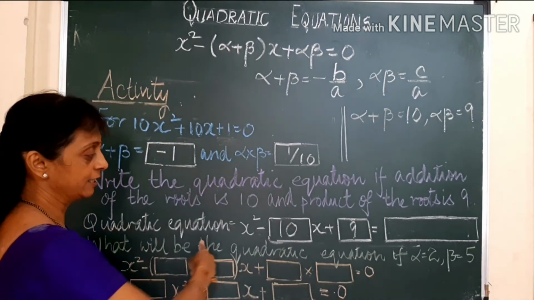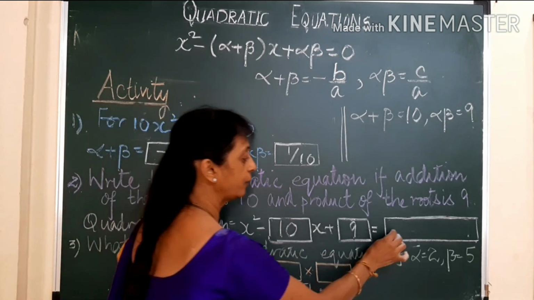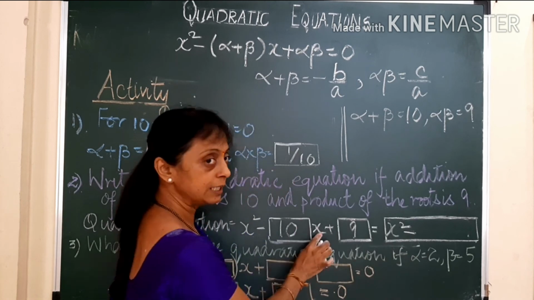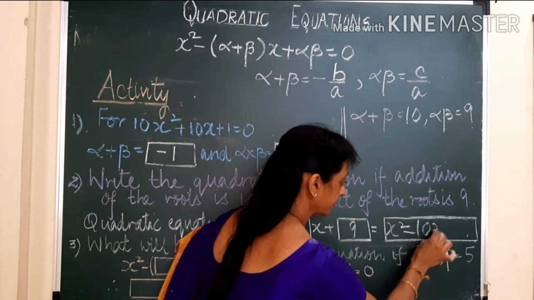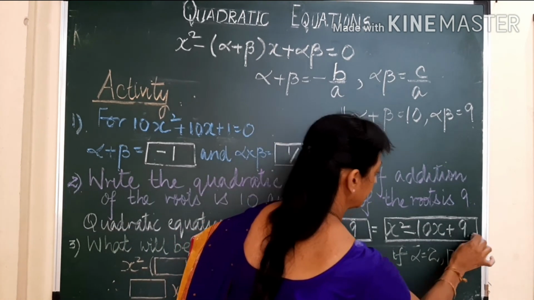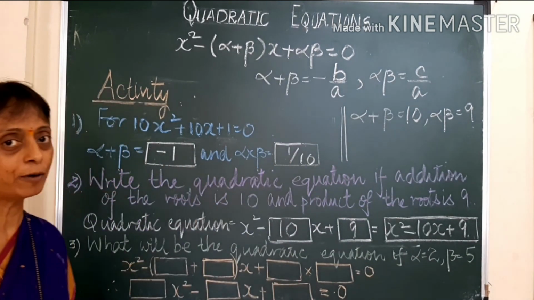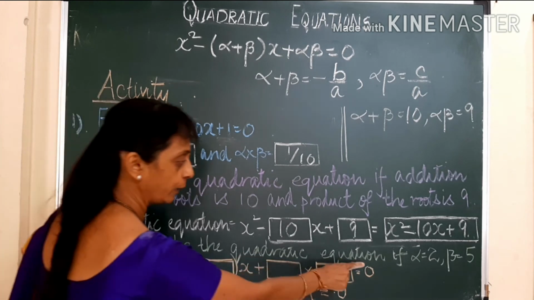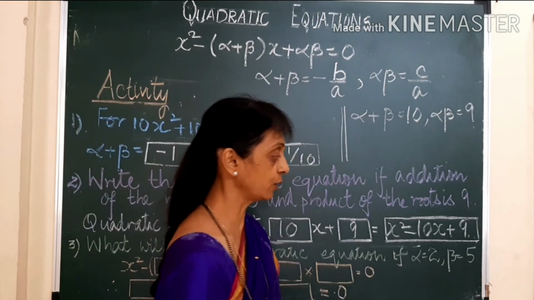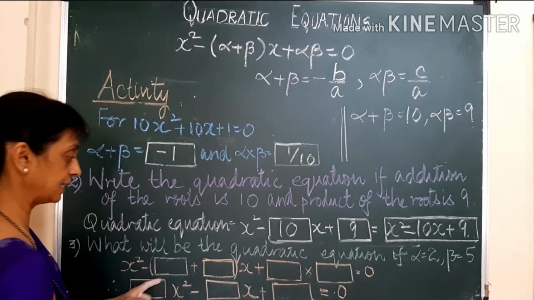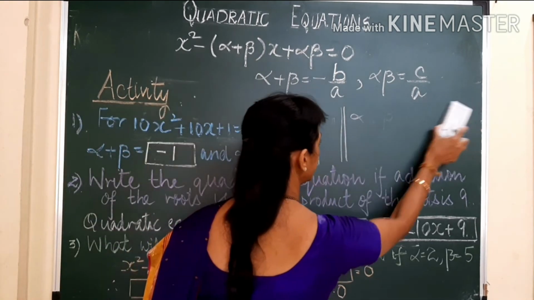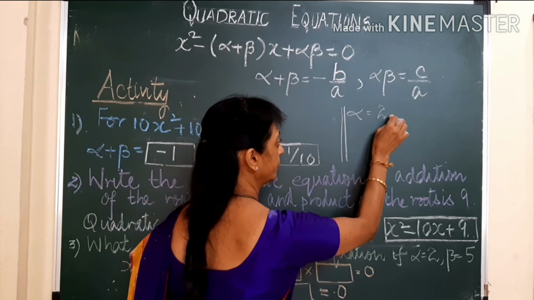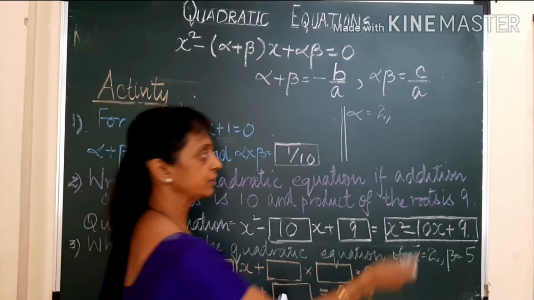So, this is ready. So, let's rewrite the quadratic equation. X squared minus 10 into x is 10x plus 9. So, you are done with the second problem. Let's move on. There's one more, children. What will be the quadratic equation if alpha is equal to 2 and beta is equal to 5? So, let's do it. Now, what is given? Alpha value is given as 2 and beta is equal to 5.